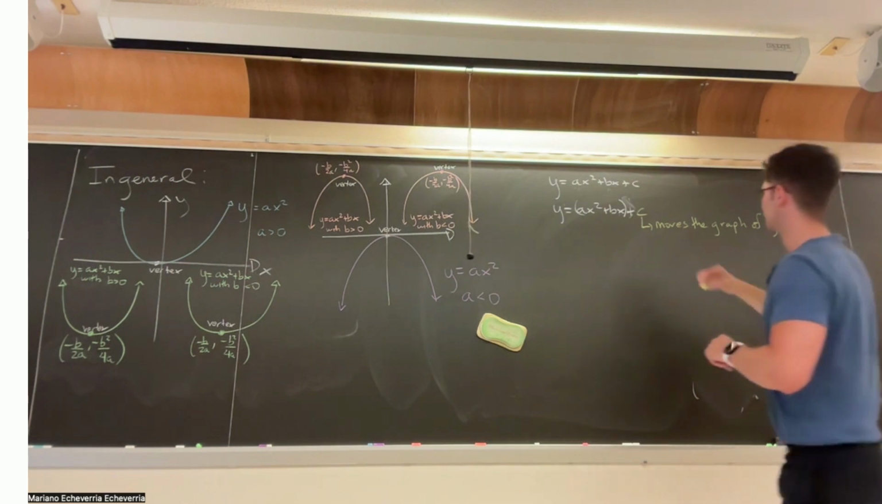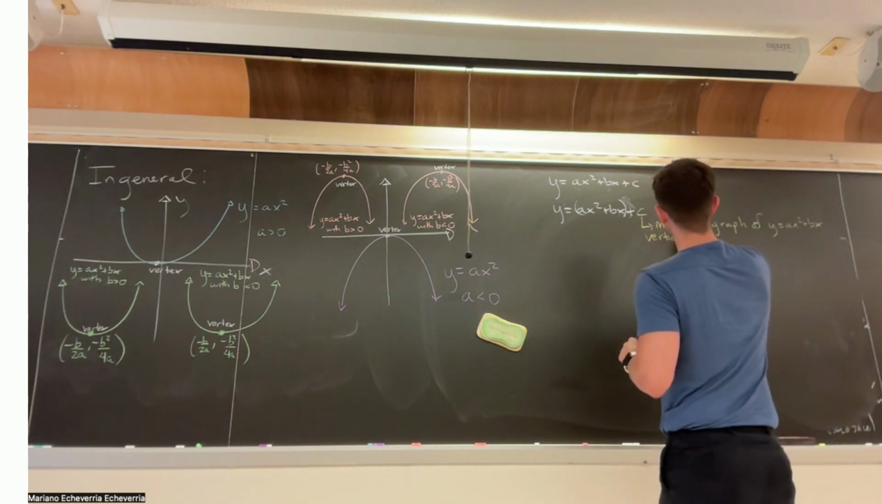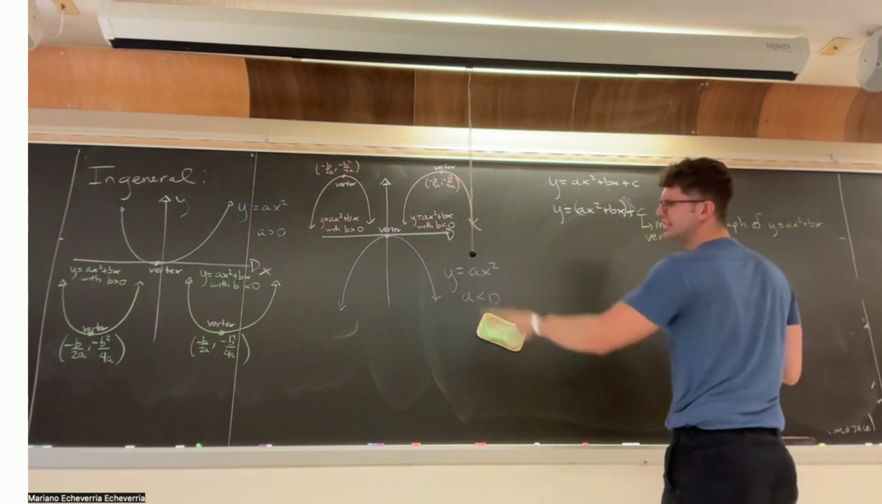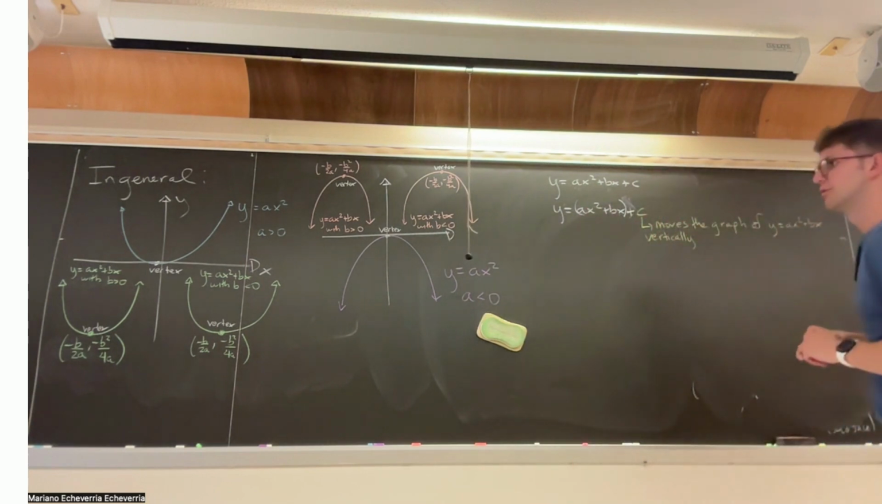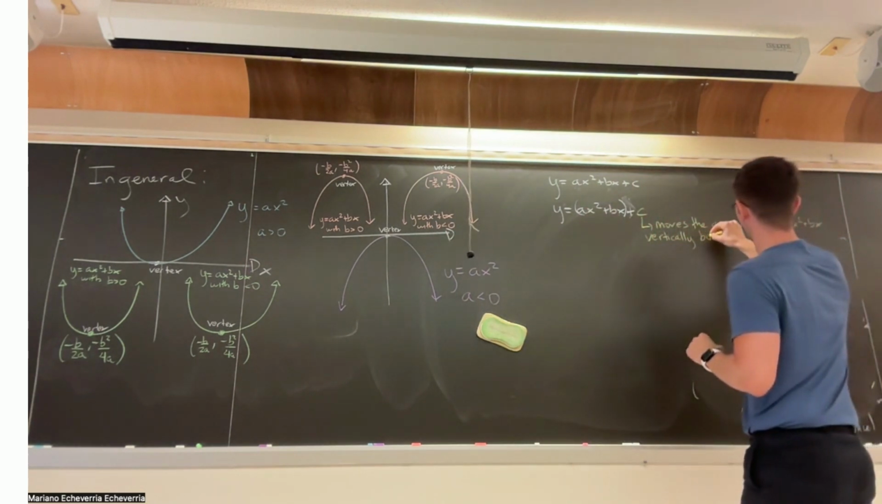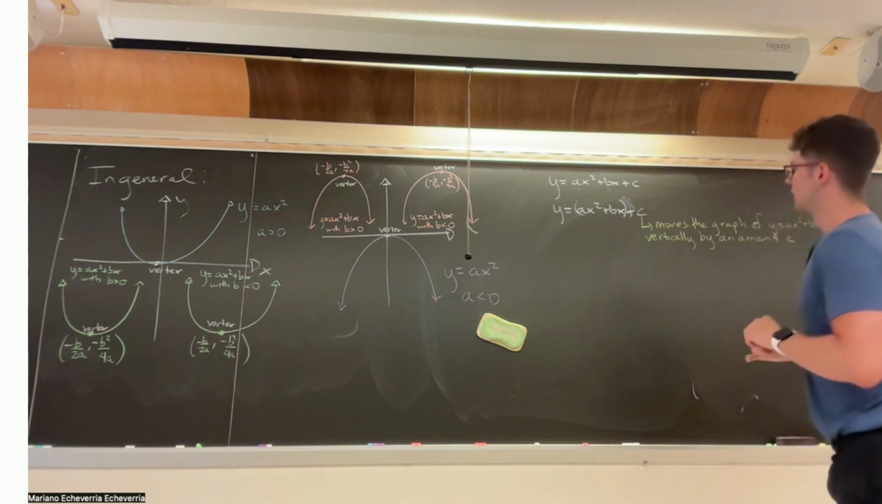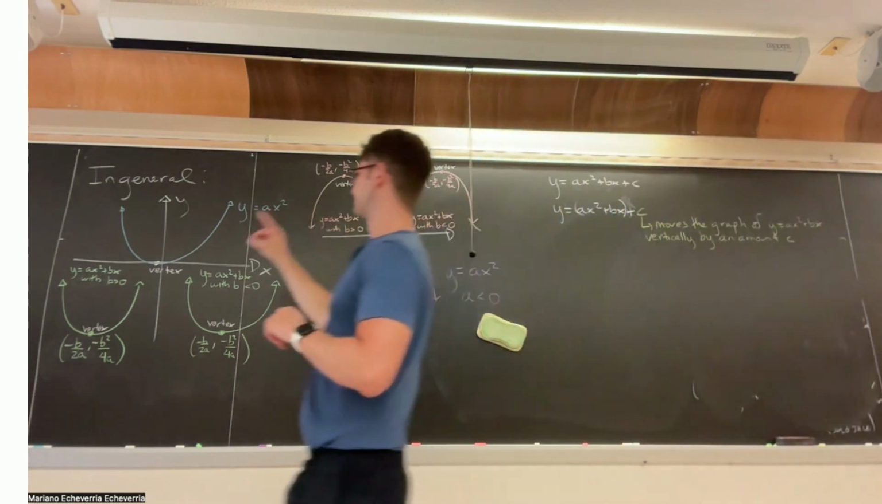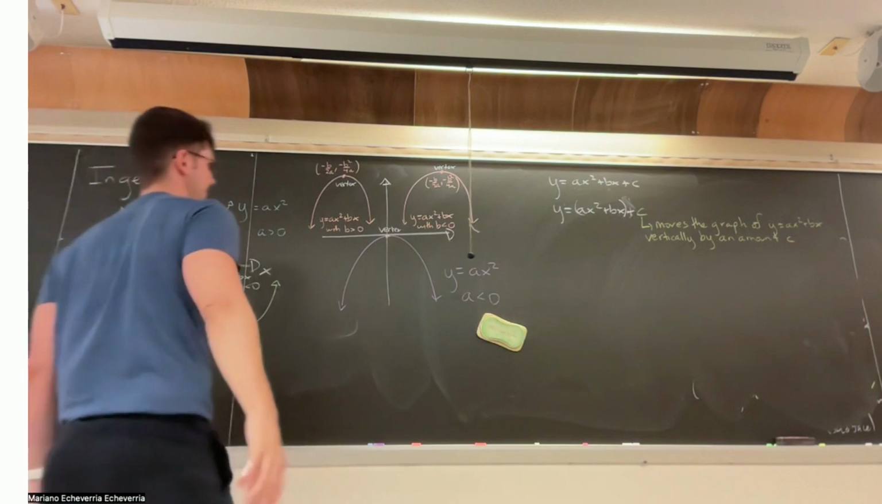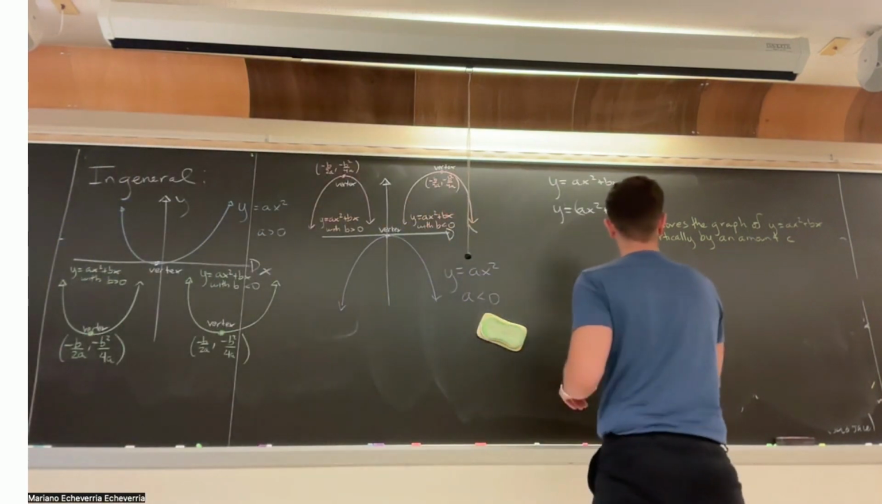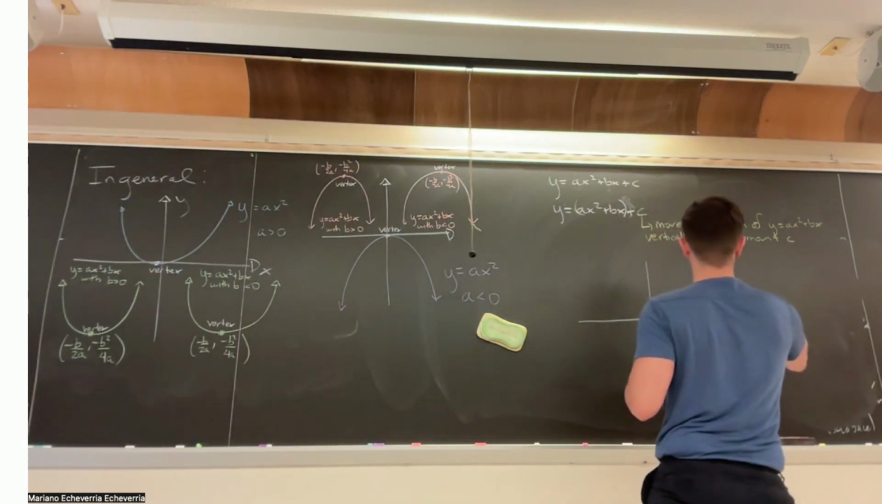It just moves the graph vertically by an amount C. Okay. So I'll just do it with one of these, because otherwise it will take a bit too much time. For example, let me do it with these ones, because it's really the same in everything.